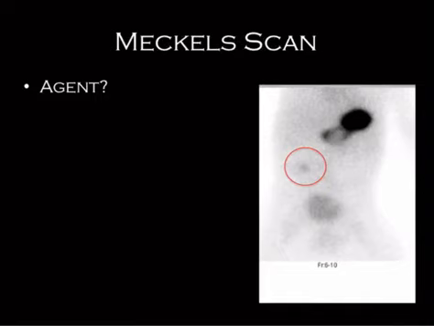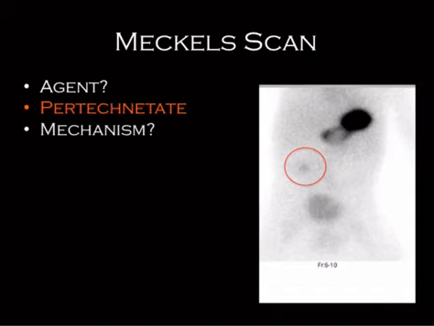You may remember that it's basically pertechnetate, right? Pertechnetate goes to gastric mucosa. So will it localize to all Meckel's? No, it won't, because only a small percentage of Meckel's actually have gastric mucosa. The good news is the ones that have pain and bleeding and those kinds of things typically have gastric mucosa in them, so it works on the ones that are symptomatic.